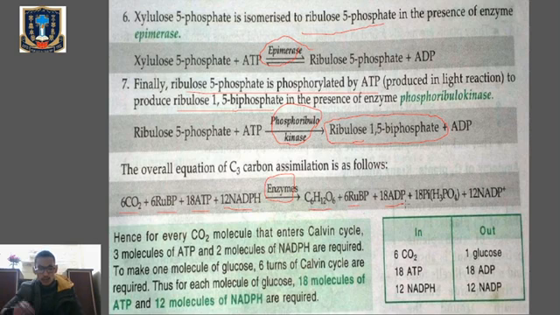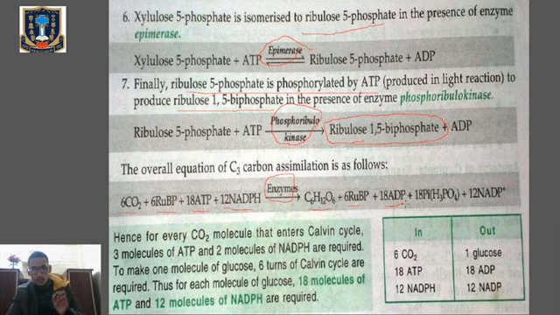Okay, so hence for every carbon dioxide molecule that enters the Calvin cycle, 3 molecules of ATP and 2 molecules of NADPH are required. Okay, so for each and every carbon dioxide molecule that enters the C3 cycle or the Calvin cycle, 3 molecules of ATP and 2 molecules of NADPH are required.